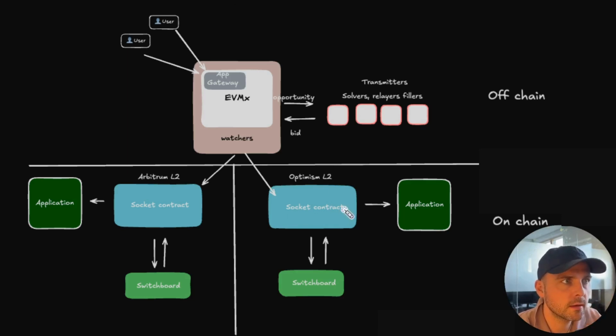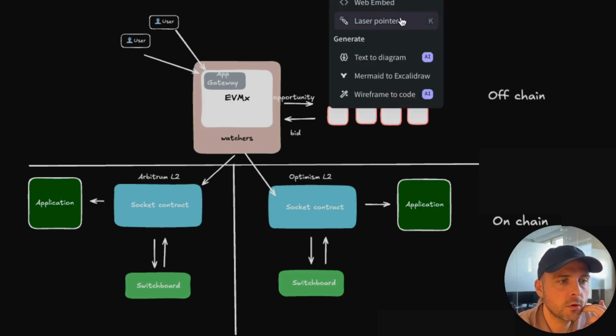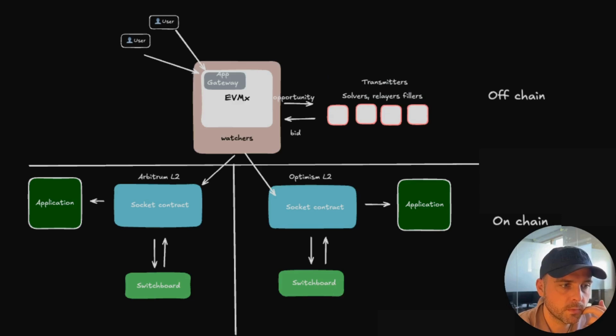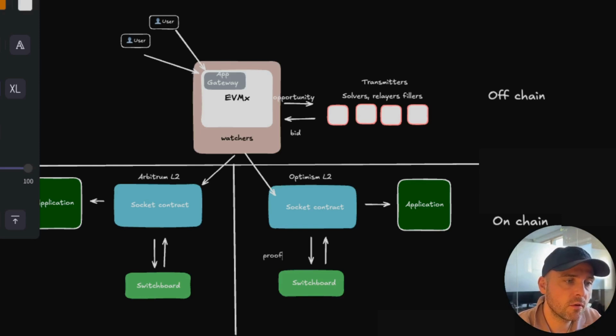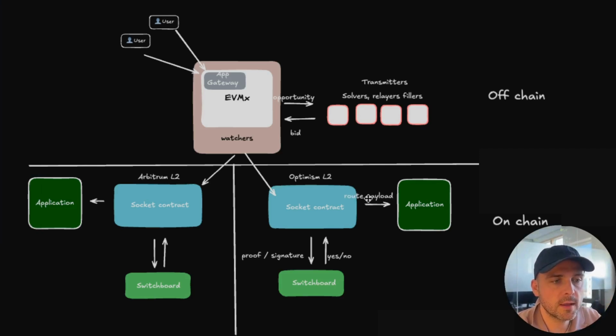Now, the socket contract acts as the central router for incoming transactions. It has two main roles, if you want. First, it forwards these payloads that were crafted by the app gateway and relayed by the transmitters to the relevant switchboard. The switchboard, depending on its implementation, then verifies whatever was submitted to it. It could be a proof, it could be a signature, and then validates whatever was given with a simple Boolean back to the socket contract. Finally, the socket contract then routes the payload to be executed to the relevant application. Within Socket lingo, the application is also referred to as a plug, an application plug.